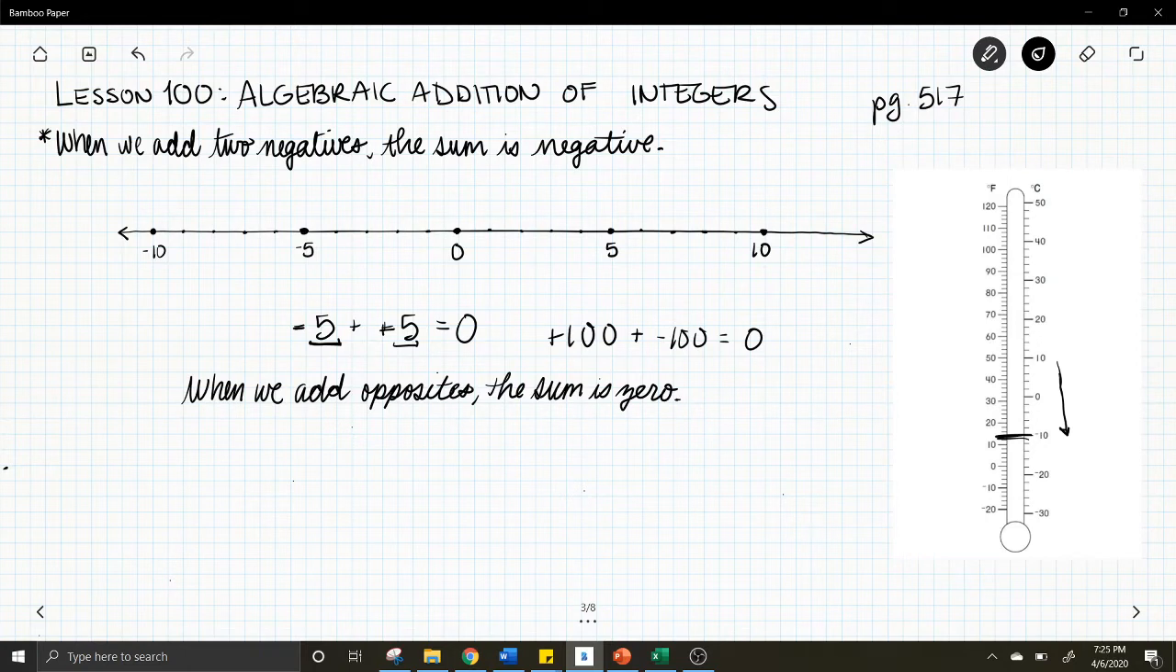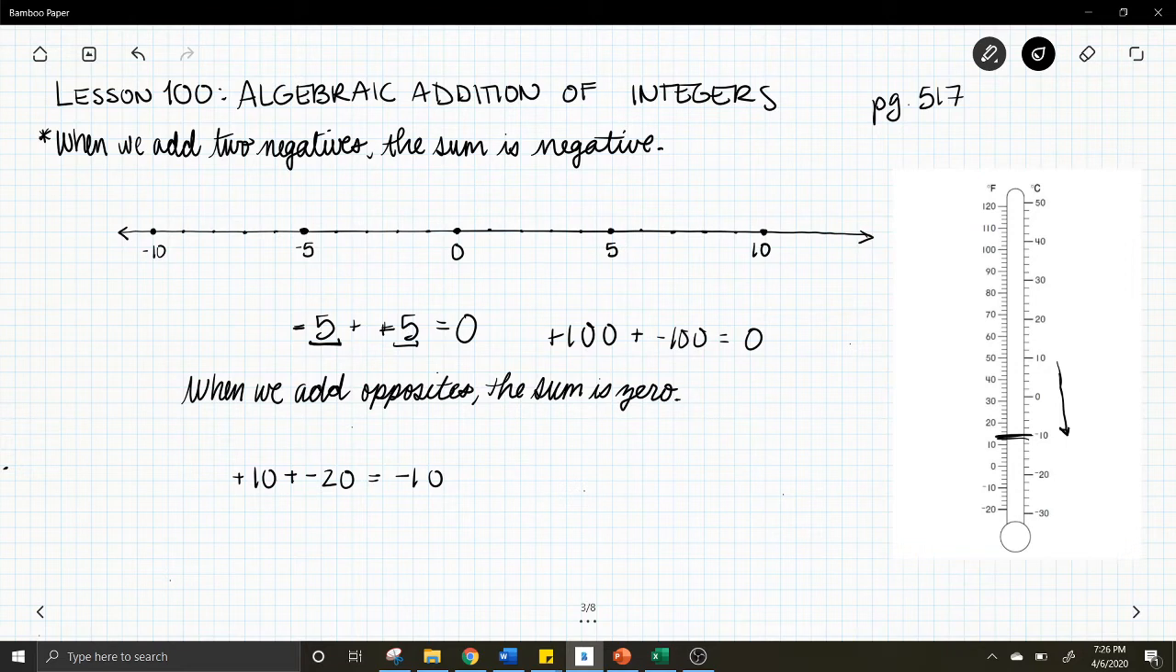So let's say we started with a positive 10. Then we lost 20 degrees and our resulting temperature was a -10. So the sum is less than 0 because the temperature fell more than it rose.